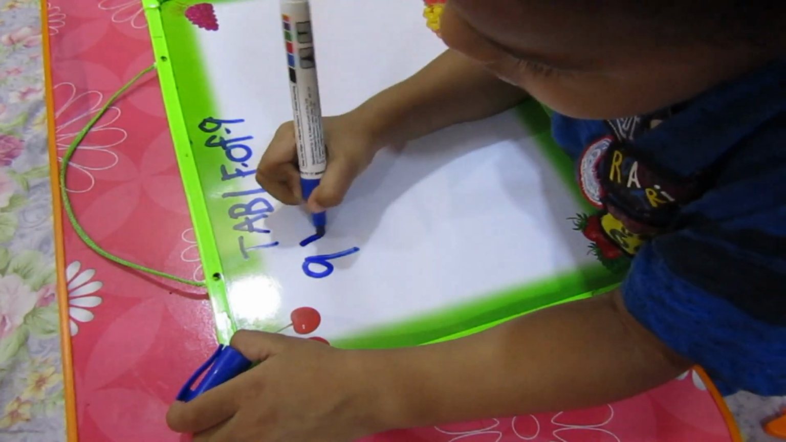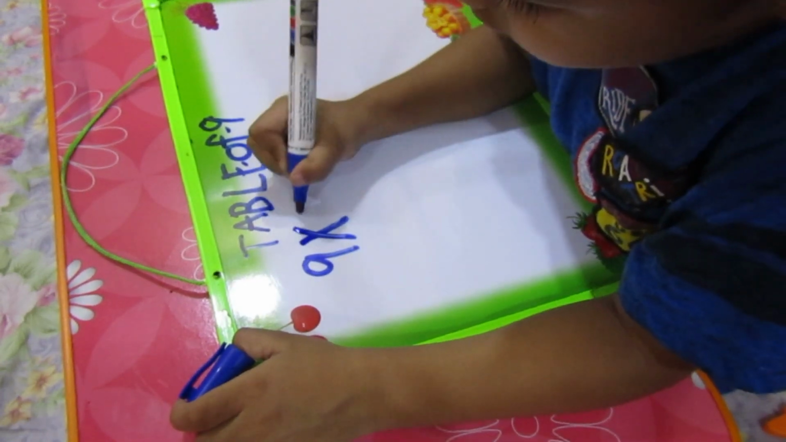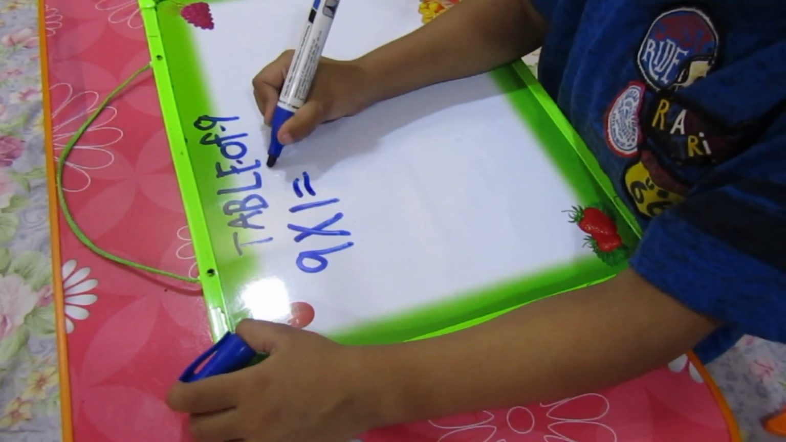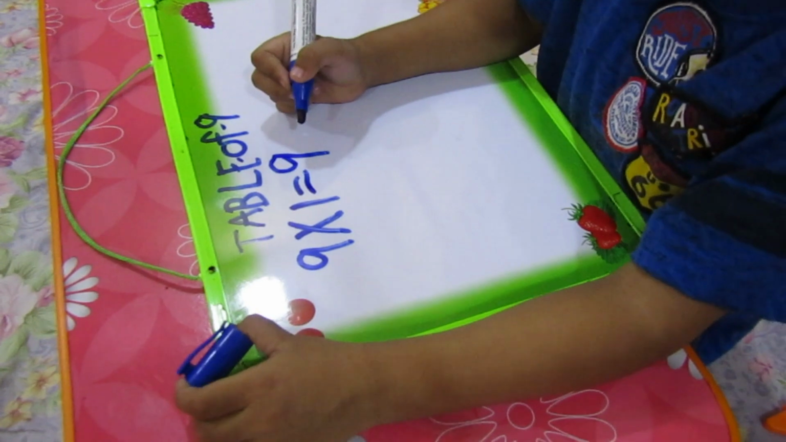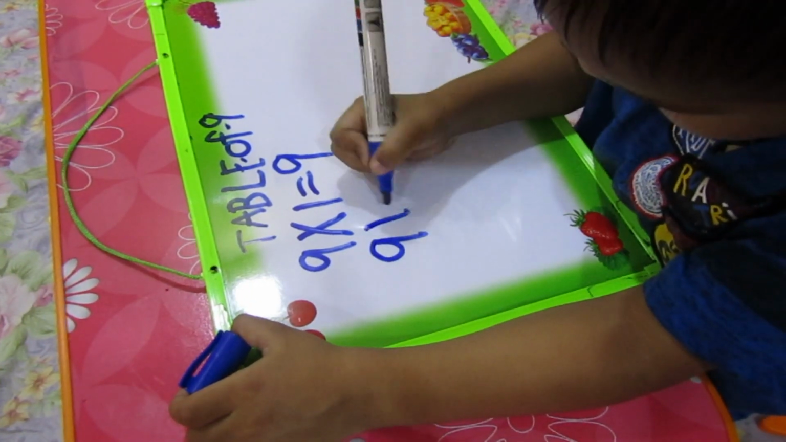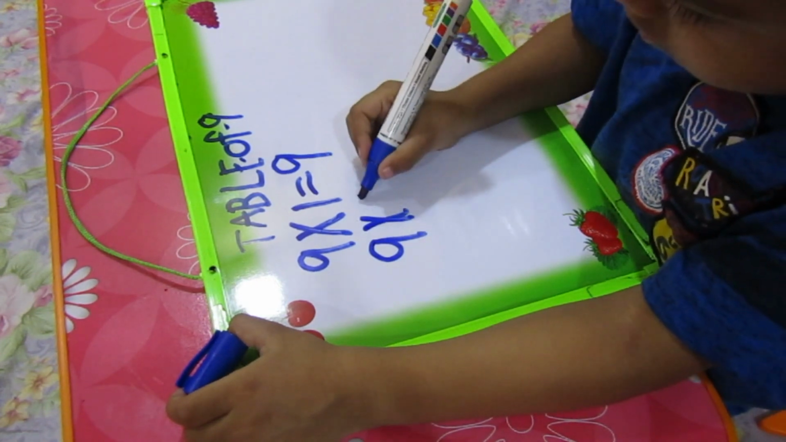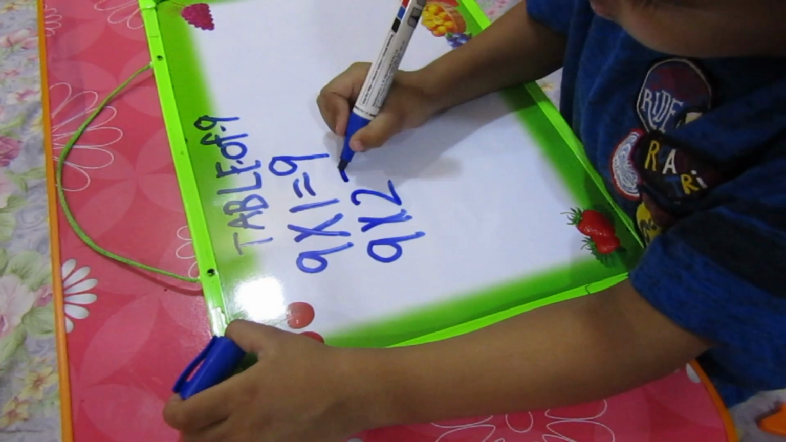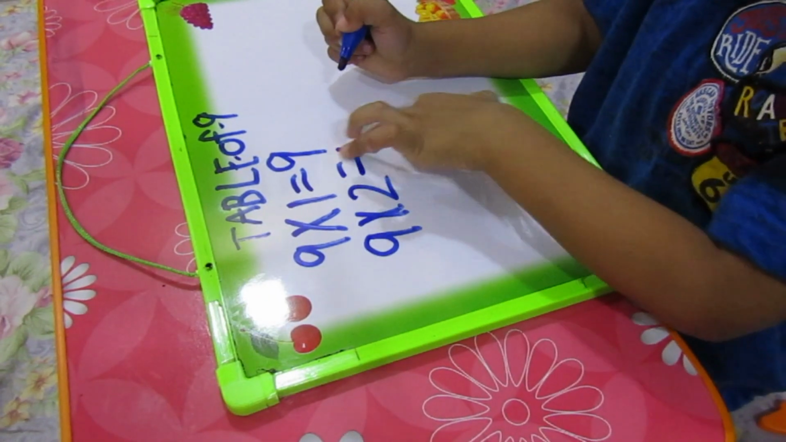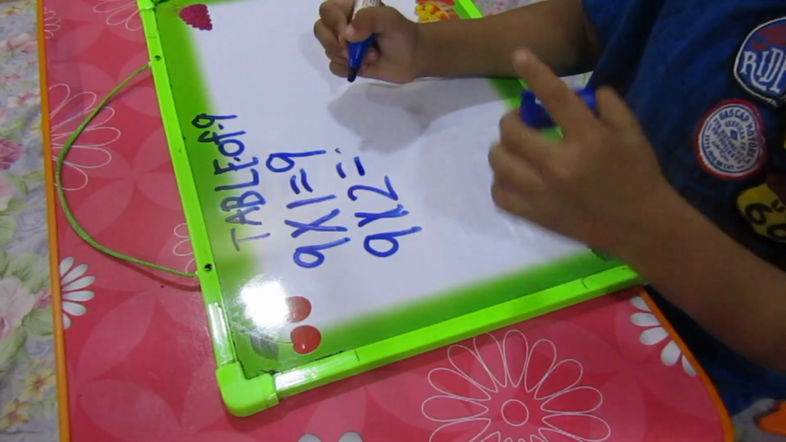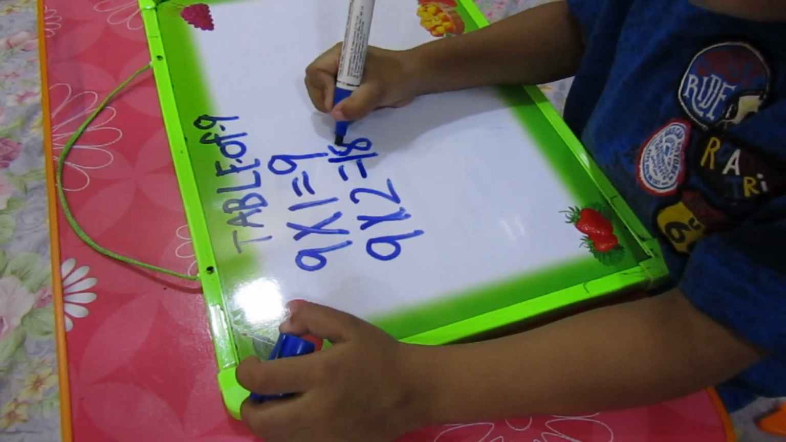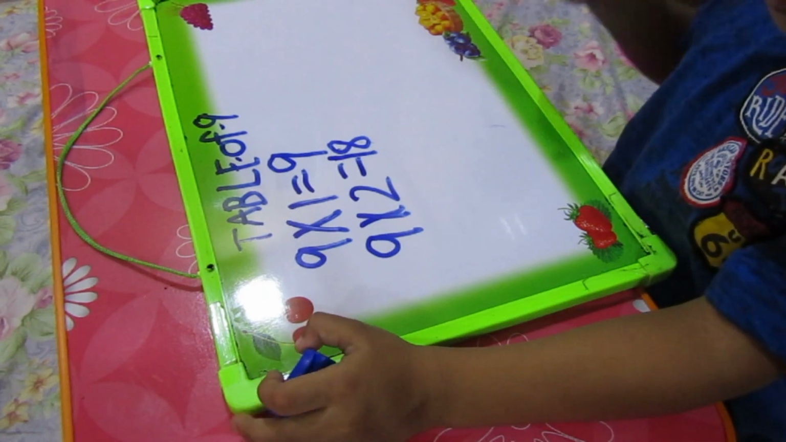9 times 1 equals 9 again. 9 times 2 equals 18. इसको 1 थोड़ा पीछे करो. 1 8. This is backward. This is forward.